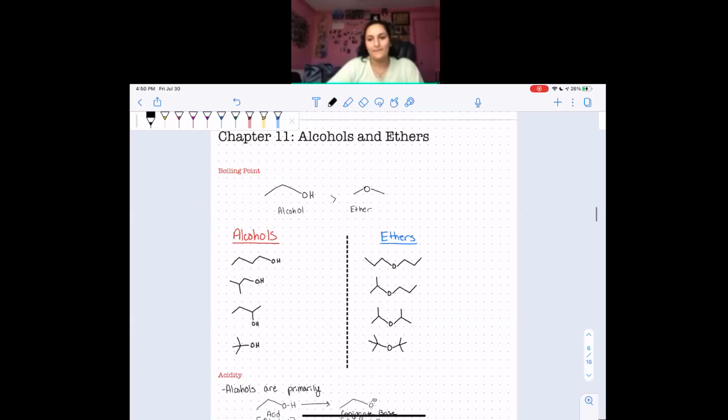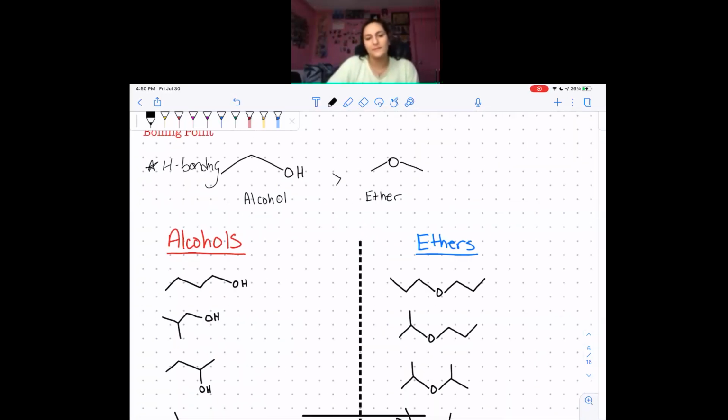So let's breeze through chapter 11, which is alcohols and ethers. So I suggest studying 9 and 11 together just because they're the weird chapters that don't really fit into other things. So chapter 11 focuses on alcohols and ethers. So we need to know physical properties. We know boiling point is a physical property. And we also know that alcohol has a higher boiling point than an ether because of hydrogen bonding. That makes these bonds harder to break.